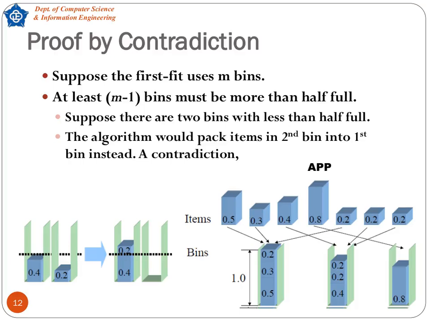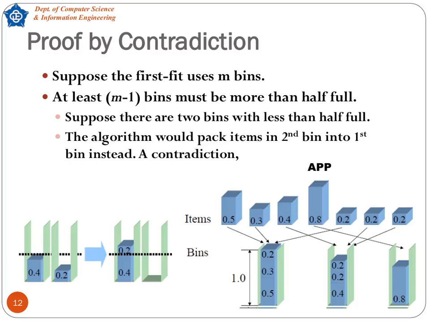Suppose there are 2 bins that are less than half full. Look at the left diagram for a moment. Imagine we have one bin with 0.4 capacity filled and another with 0.2 capacity filled. Both are clearly less than half full, since a bin is considered half full at 0.5. Now think about the first fit algorithm. When that 0.2 item was processed, where should it have gone?